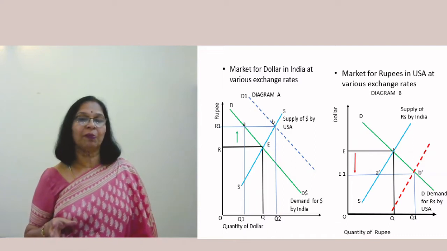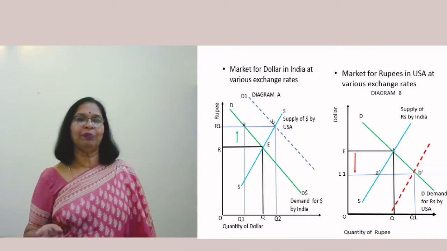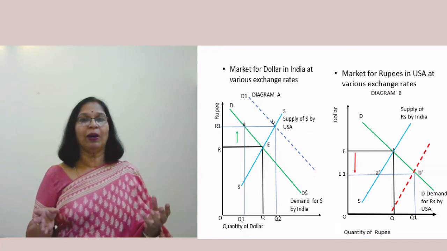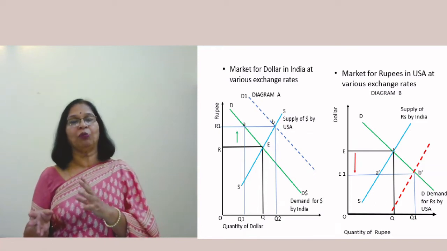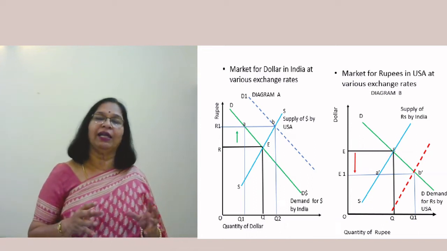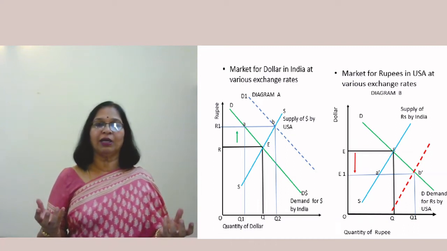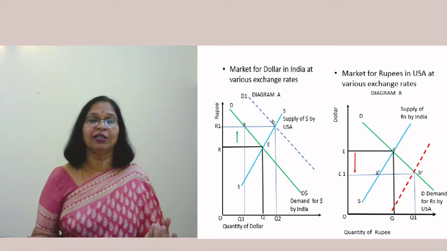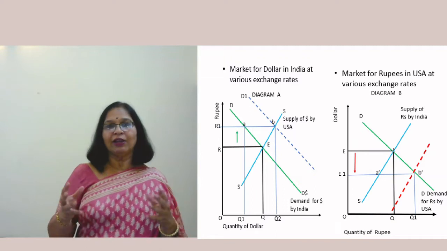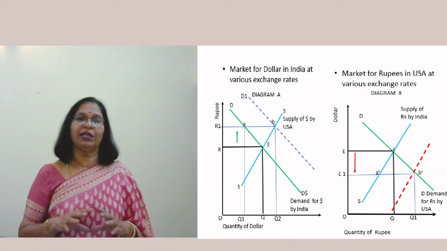Why is there an excess supply of rupee in the USA? The excess supply of rupee in the USA has happened because we are demanding more and more dollars, and to buy more and more dollars we have to supply more and more rupees. So there is an increased supply of rupee in the USA, and there is an increased demand for dollar in India. So when the two economies are functioning, one is having a surplus in the balance of payment, the other is having a deficit in the balance of payment. This deficit and surplus in the balance of payment will result in changing in the exchange rate.